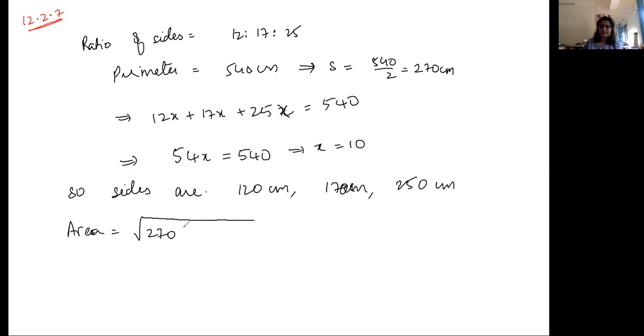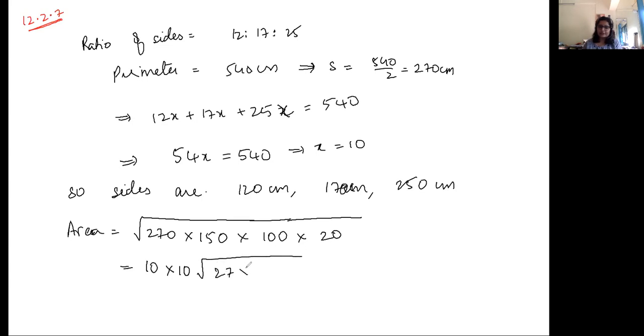This will be 270 into 270 minus 120, which is 150. 270 minus 170 is 100. 270 minus 250 is 20. From here it's pretty easy. Like 100, I can take it outside as 10. And this 20 also I'll take it outside as 10. Then I'll get 27 into 15 into 20.